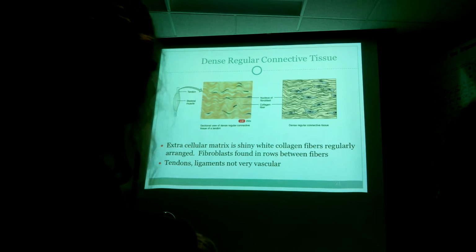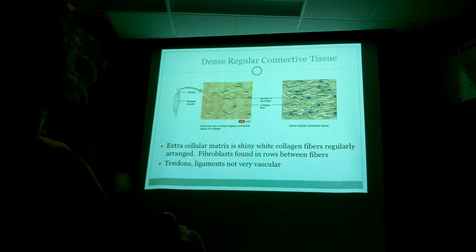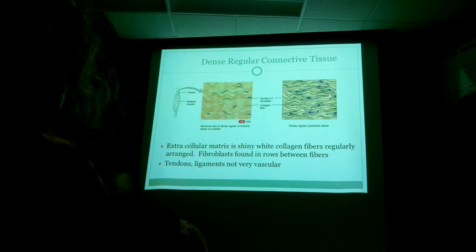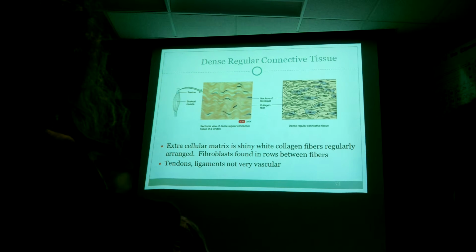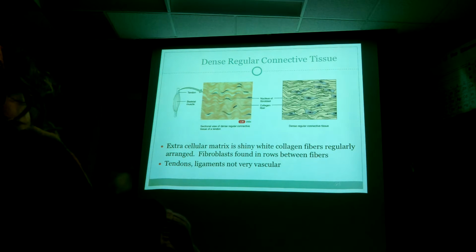Here's a picture of a tendon. It's shiny, tendons look kind of like strapping tape, with very regular lines. The formation of the tendon is actually the fascia surrounding each of the muscle fibers, and then it just extends. It's kind of interesting. This is not very vascular, so there's not very much blood supply in a tendon or a ligament, which is why they don't heal rapidly. If you tear a ligament or a tendon, they don't heal fast at all, because there's not a lot of blood supply.